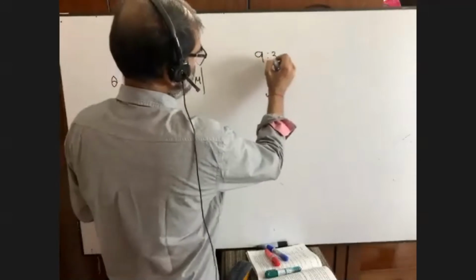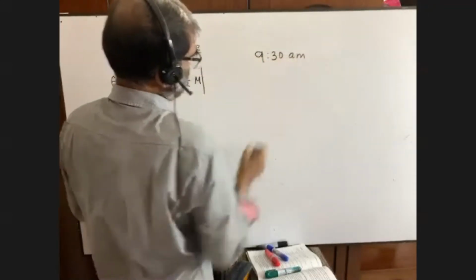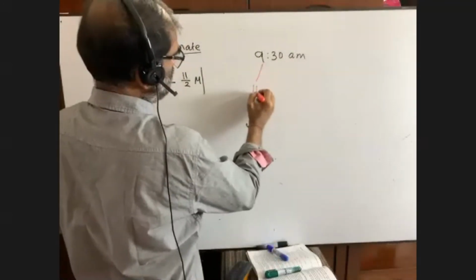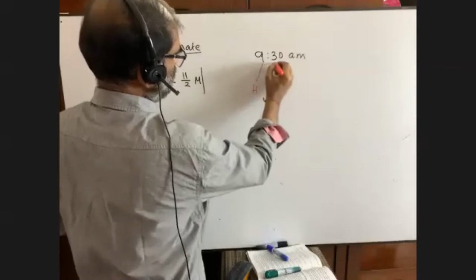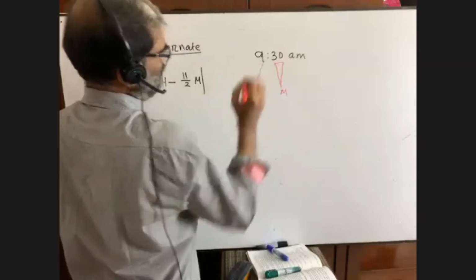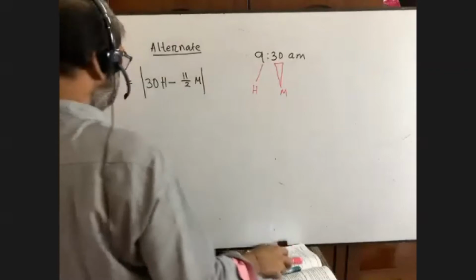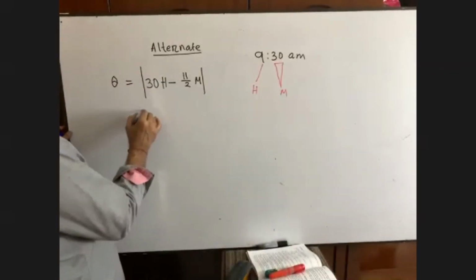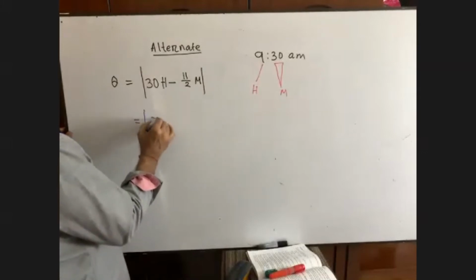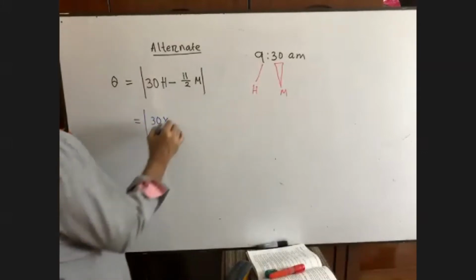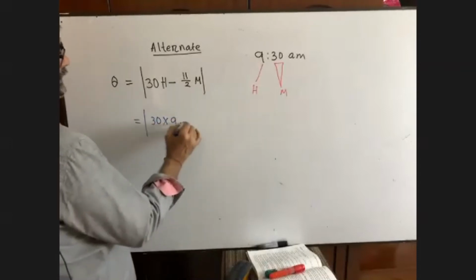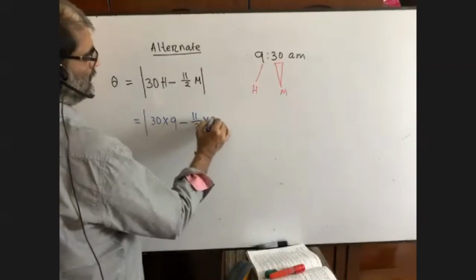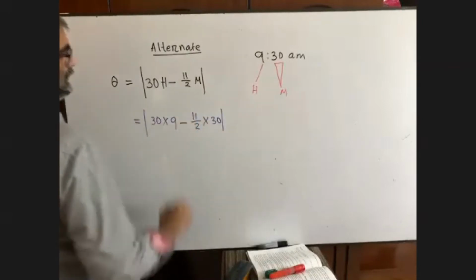9:30. 9:30 a.m. What is meant by this? It is hour and it is minute. Now you put the value. 30, what is hour? 9, minus, what is the minute? 30. Can you please calculate?